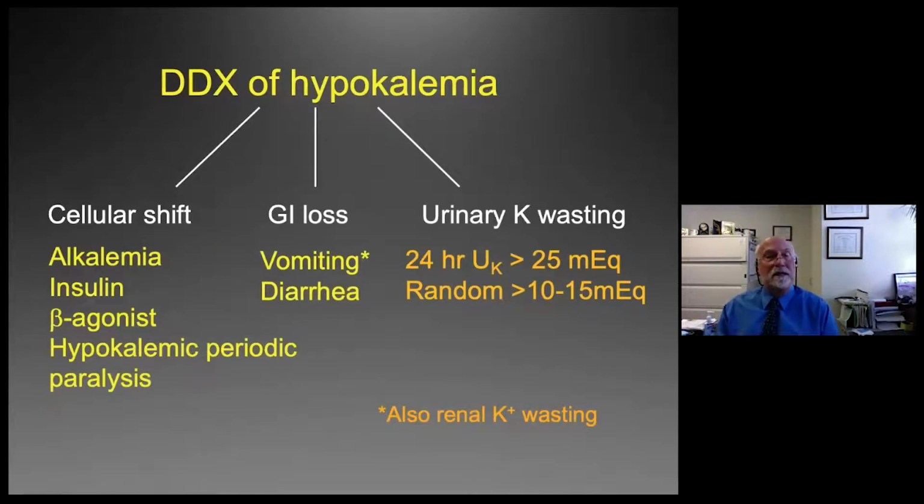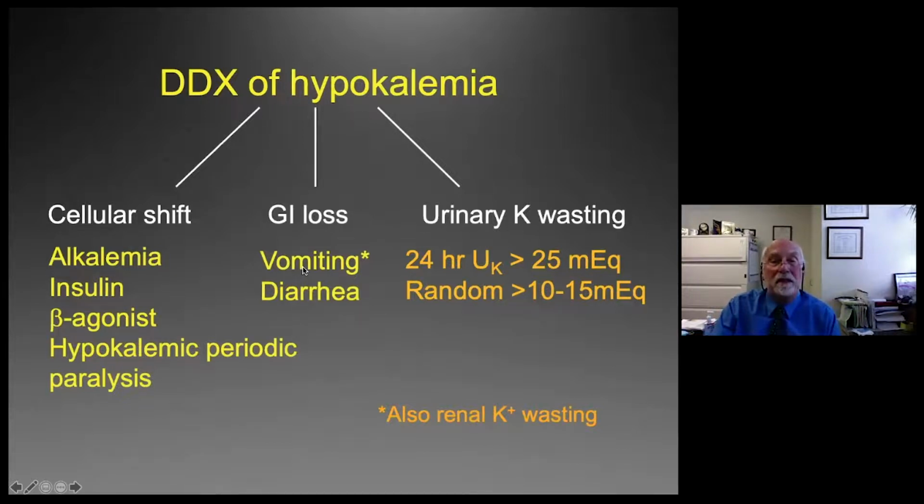So I think this is the first time we're seeing this slide in this presentation, but it should be a review from the review lectures. So for hypokalemia, again, we have cellular shifts. These are the opposite of what we saw with hyperkalemia. So alkalemia drives potassium into cells, insulin drives it into cells, beta agonists. These all should look familiar to folks when you're treating hyperkalemia. What do we do? We give insulin and glucose. We give bicarb, we give beta agonists.